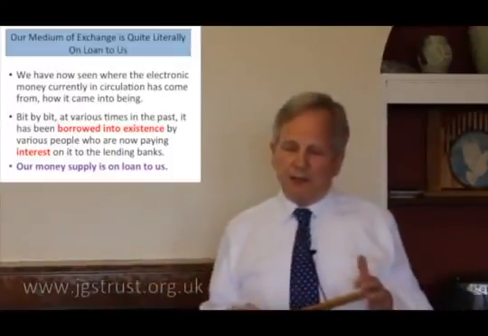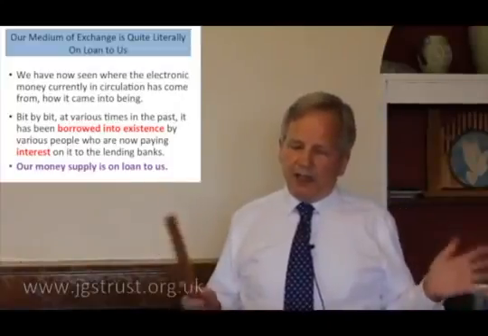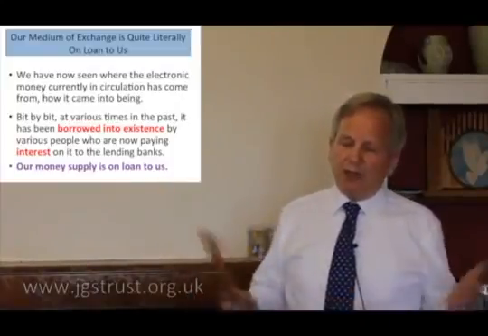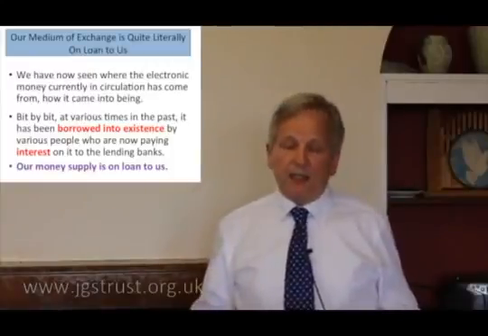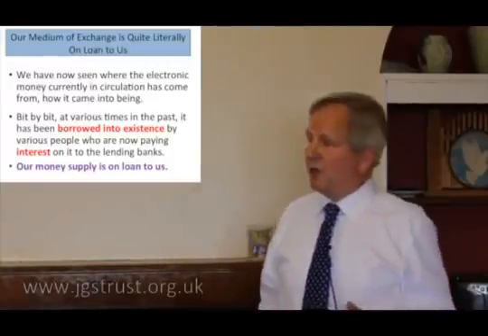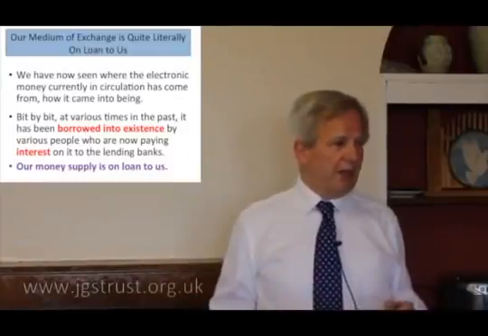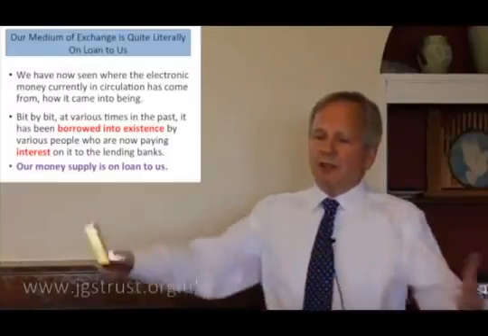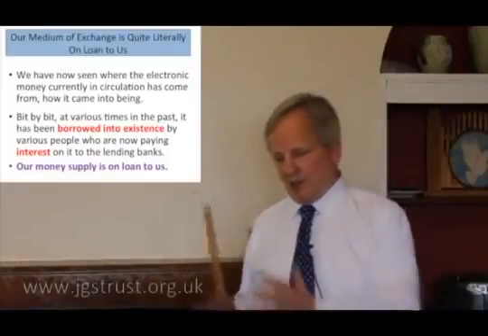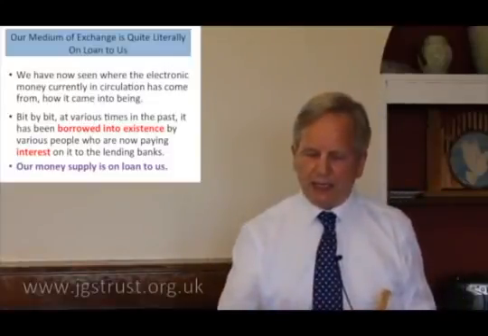So that means that if you think of the whole money supply, the electronic bulk of it, which is more or less all of it these days, then that money supply, that medium of exchange, is actually on loan to us. It has no permanence. It doesn't go round and round within the community of money users. It's lent to them by this rather strange banking system.